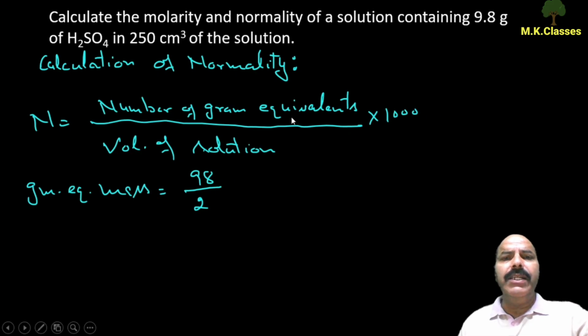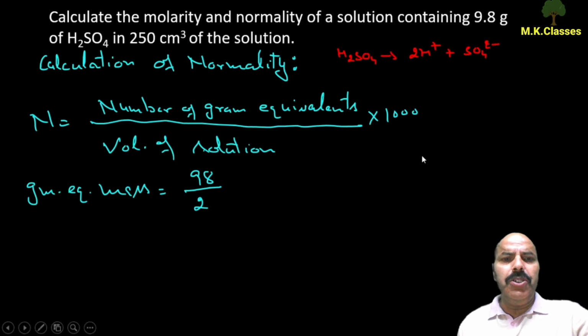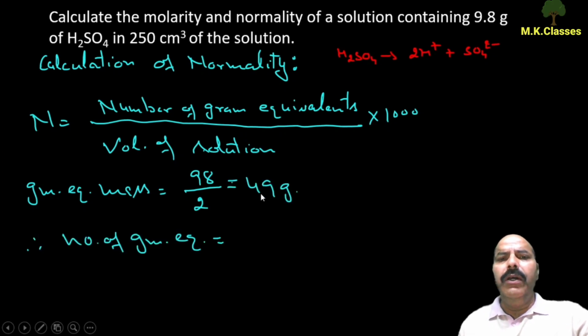What is the valency of sulfuric acid? Sulfuric acid, H2SO4, is just giving you 2 H positive and sulfate 2 negative ion. Is that clear? So, children, it is giving you 2 H positive ions, so that is the basicity of this sulfuric acid, that is 2, or valency is 2. So dividing this molecular mass by 2, that is equal to 49 gram.